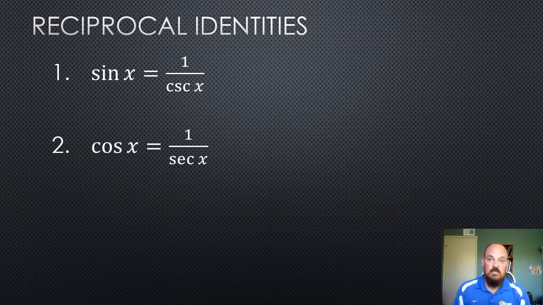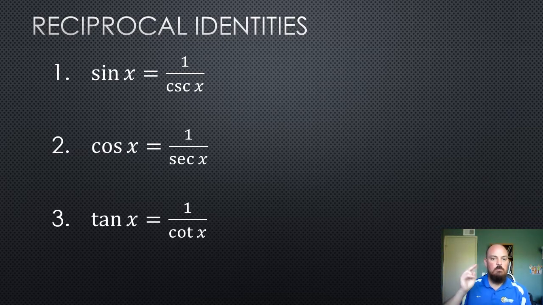Then we have cosine and secant. So you could say cosine x equals 1 over secant x. And then our third reciprocal pair was tangent and cotangent. So we could say tangent x equals 1 over cotangent x.